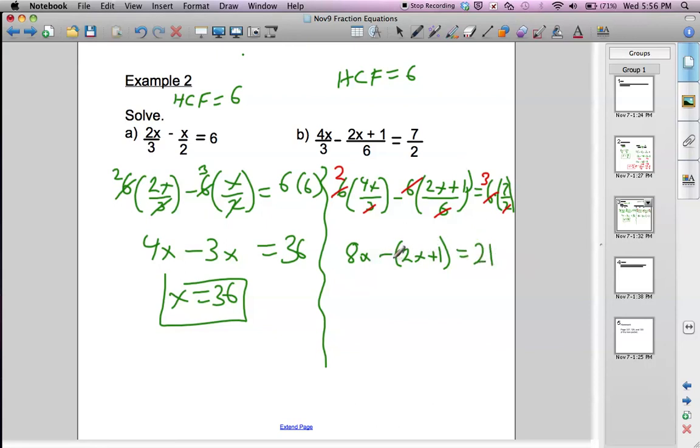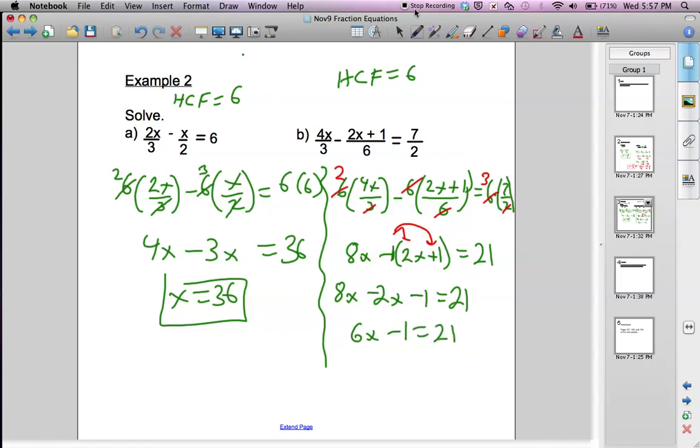Okay, so this minus binomial here, you can think of it as a negative 1. And then we're going to use the distributive property and multiply that negative 1 by everything in the brackets. We're going to have 8x minus 2x. Negative 1 times positive 1 is negative 1. That equals 21. So 8x minus 2x is 6x. So we're going to have 6x minus 1 equals 21.